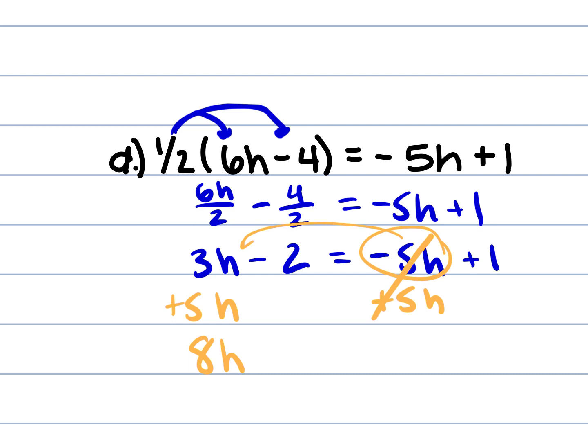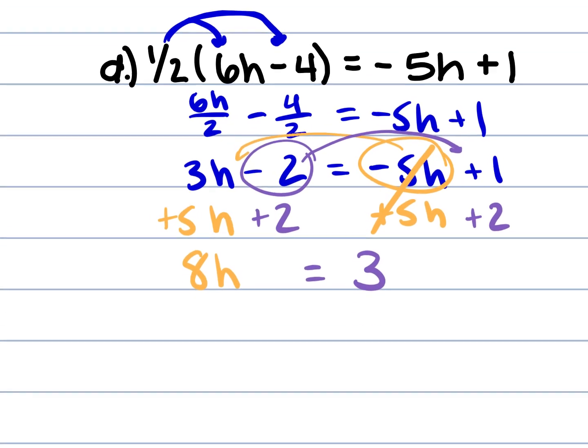So since I put the variable on the left, I'm going to move my constants to the right. So I want to get this negative 2 to the other side of the equal sign. So when you move it to the other side of the equal sign, you have to do the opposite. So since it's a minus 2, I'm going to add 2 to both sides. So 1 plus 2 would be 3.